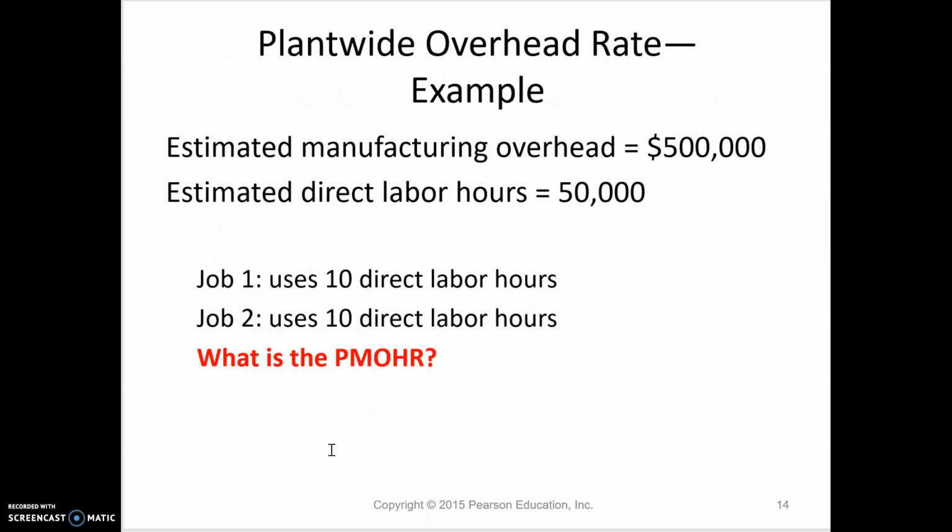So here's an example of cost distortion. So we have estimated manufacturing overhead of $500,000, and our allocation base is direct labor hours, and direct labor hours are estimated to be 50,000, right?